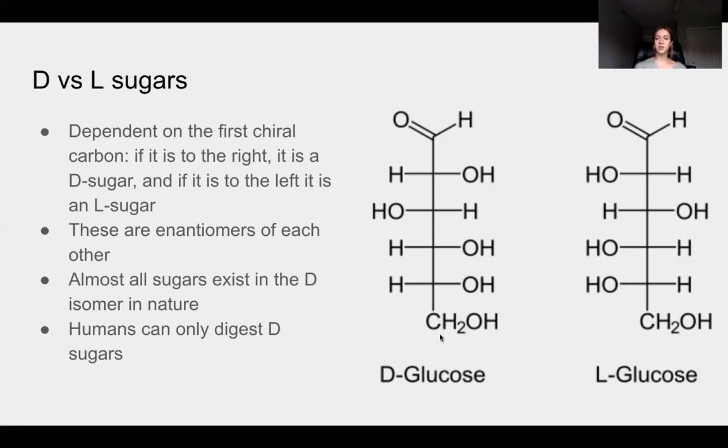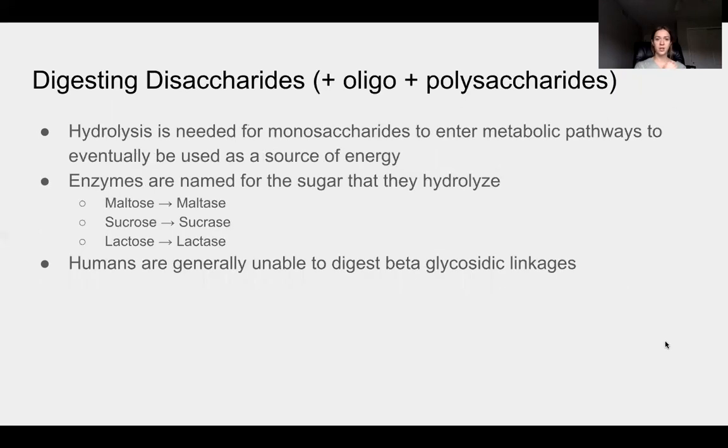These D and L sugars are enantiomers of each other because you can see they're like a mirror image. Almost all sugars exist in the D isomer in nature, and humans can only digest the D sugar. So that is why our first chiral carbon is the one that determines whether or not it can be digested by humans. So that's pretty much it for D and L sugars.